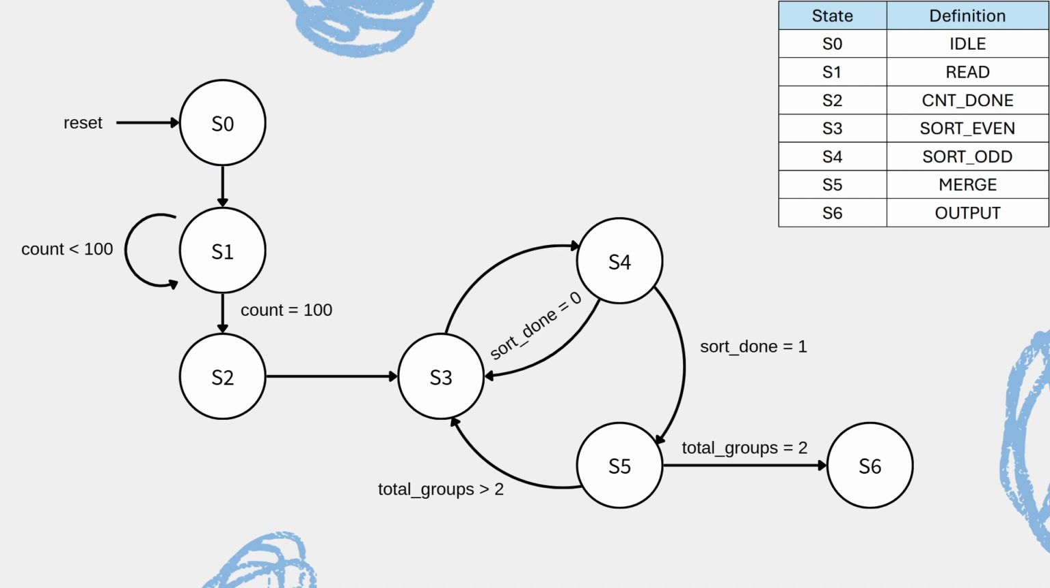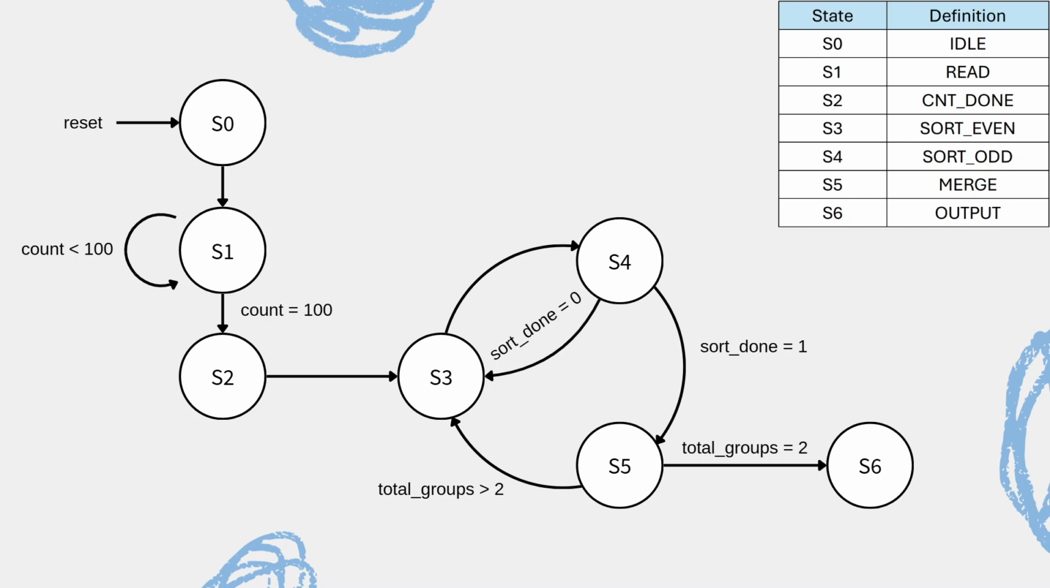This is the FSM control of the entire hardware. We start from S0 idle after reset, then we go to S1 read, and when count reaches 100, we enter the countdown stage and then the sorting stages. S3 and S4 are sort even and sort odd. We loop between these sort stages until sort is done.